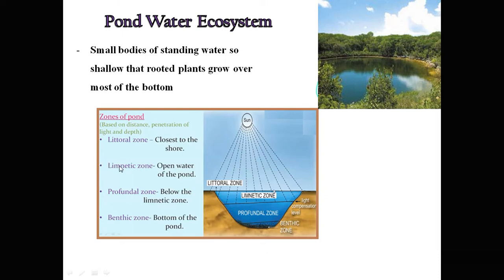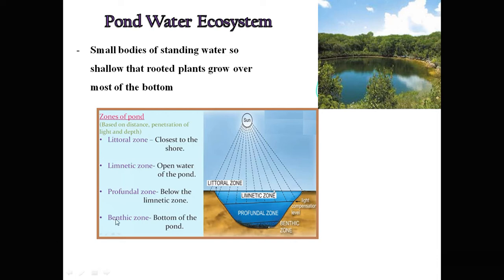The next zone is the limnetic zone. Limnetic zone refers to the open water of the pond with an effective penetration of light. This zone is dominated by phytoplankton. Animal species mainly in the limnetic zone are small fishes and insects.